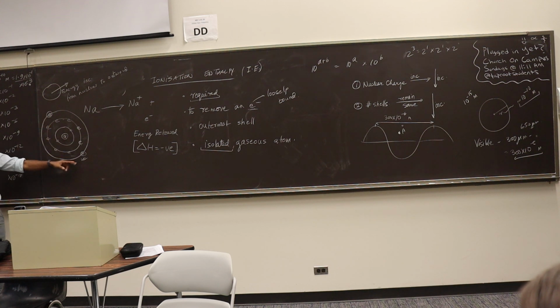Okay, but these two have more energy than the one inside. And since they have more energy, they are more unstable. And since they are unstable, it will be easier for me to pull out this electron, because this electron is already unstable. It's like a war zone.